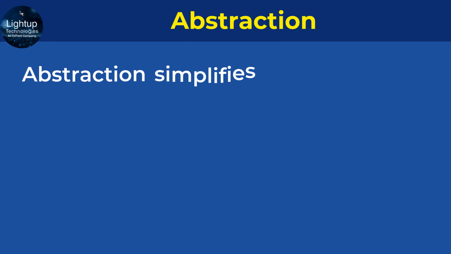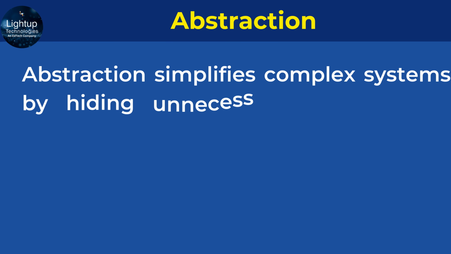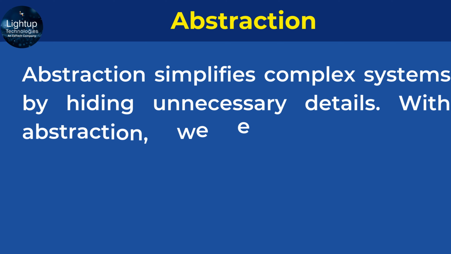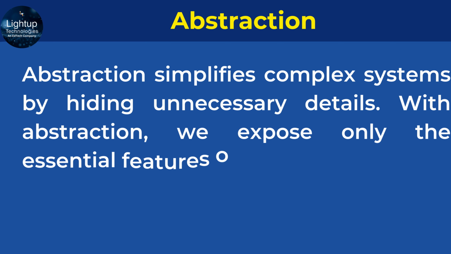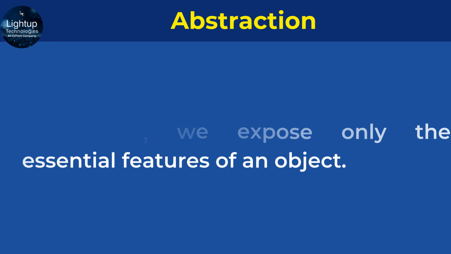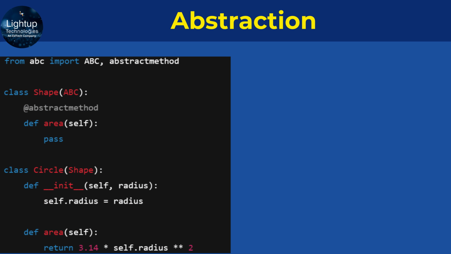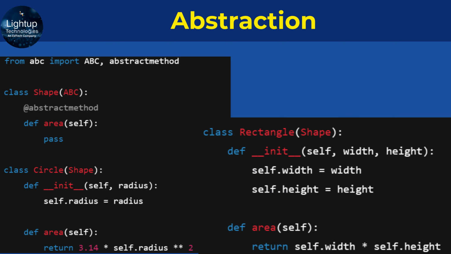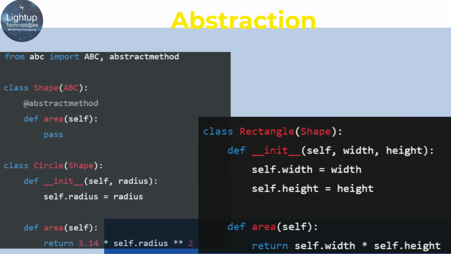Moving on to abstraction, which simplifies complex systems by hiding unnecessary details. With abstraction, we expose only the essential features of an object. In this example, Shape is an abstract class with an abstract method area. Both Circle and Rectangle inherit from Shape and implement the area method. Through abstraction, we focus only on the concept of area, not on the details of how each shape calculates it.